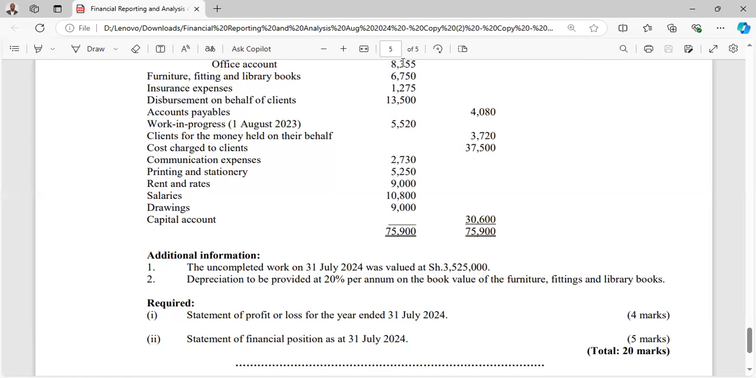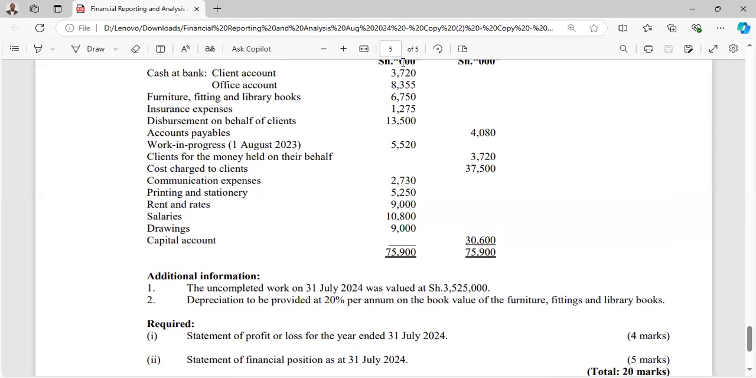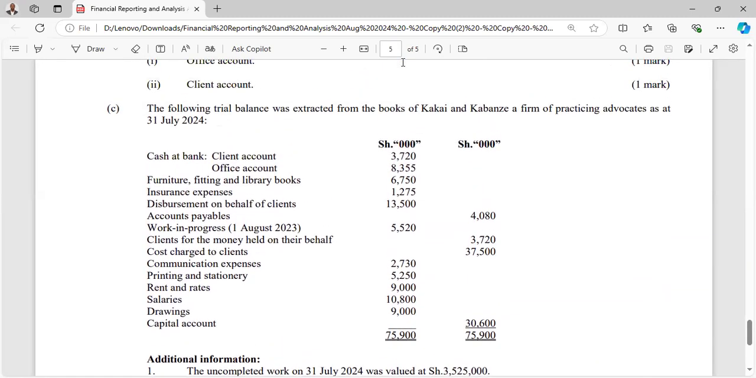So, statement of profit or loss. Let's start with the statement of profit or loss. So this one is Kakai and Kabaze. Statement of profit or loss. Our financial year ends on 31st July 2024.